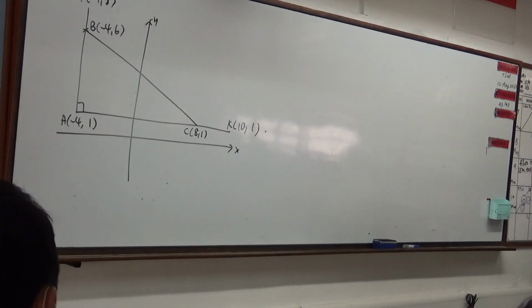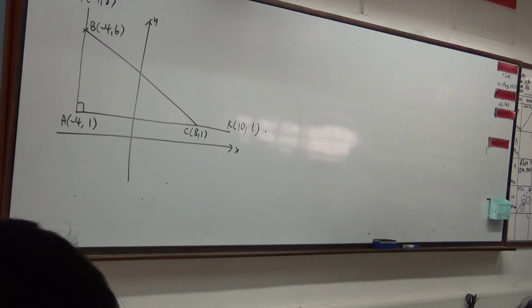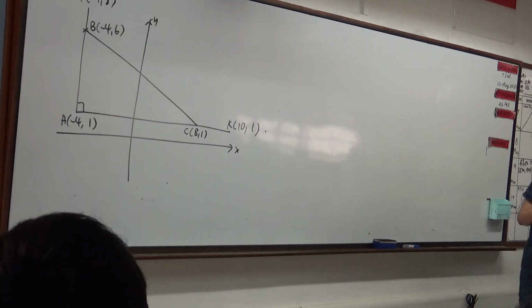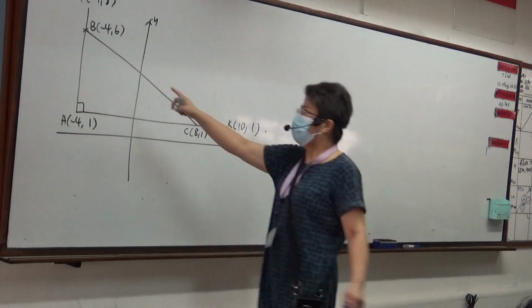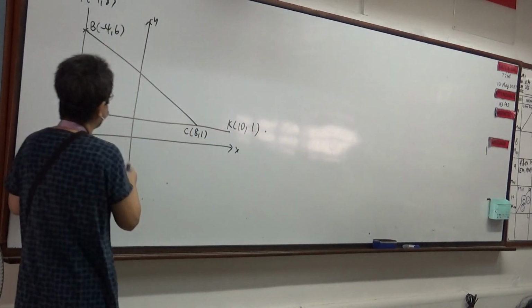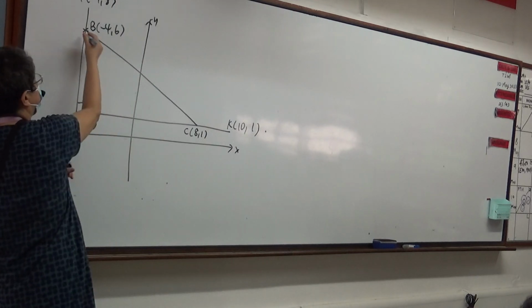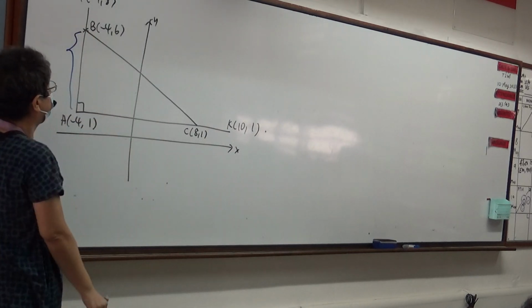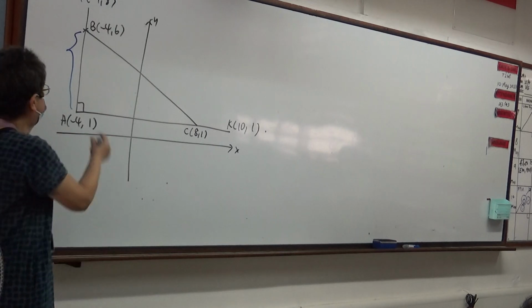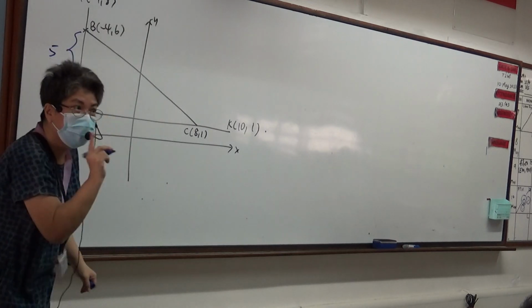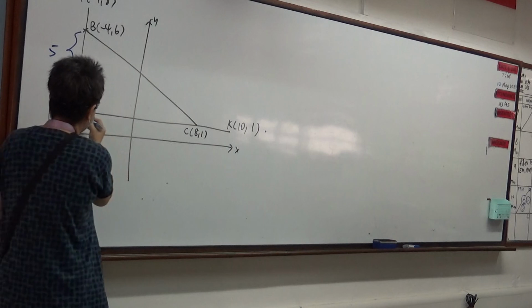All of you, please look at the question. Find the length of BC. They want to find the length of BC. Okay, do you agree this is a right angle triangle? May I know this length? How many units? Five. Not cm, units. Okay, how about this one?